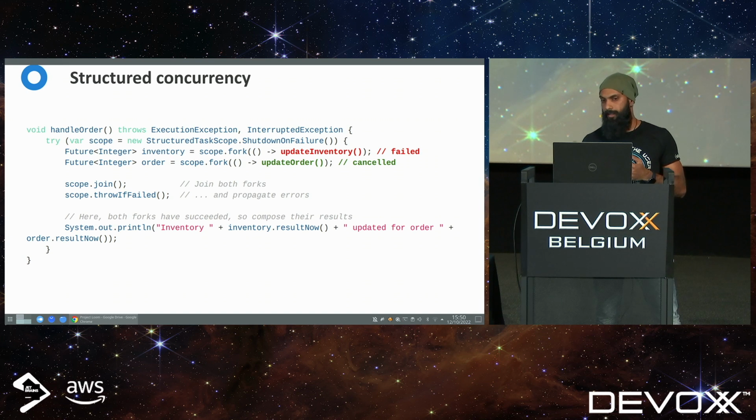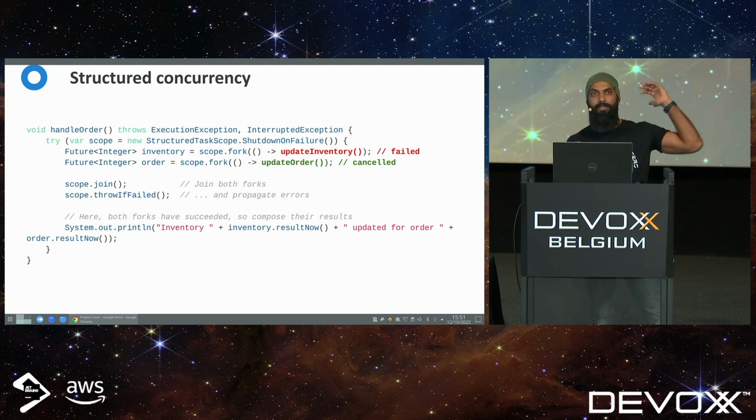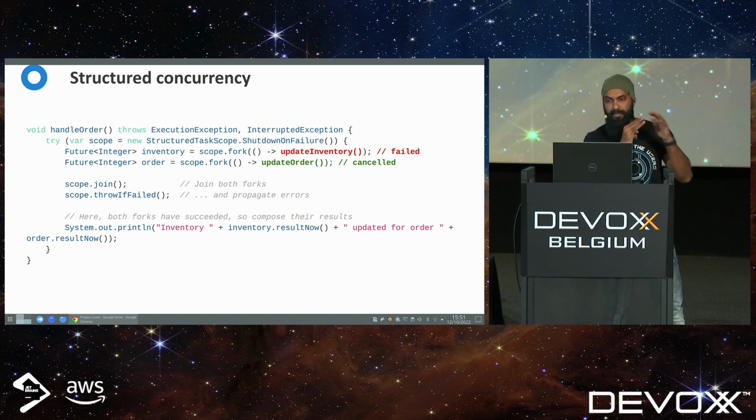The second thing that structured task scope ensures is cancellation propagation. So if the thread running handle order is interrupted before joins are called, then those will be cancelled, because the parent thread got interrupted, then the child tasks are also cancelled. That happens automatically. And the third thing that structured task scope offers is observability. So when you do a thread dump, it would clearly display the task hierarchy.